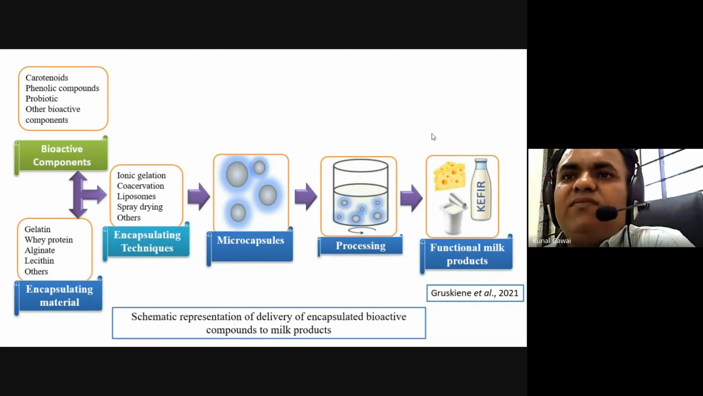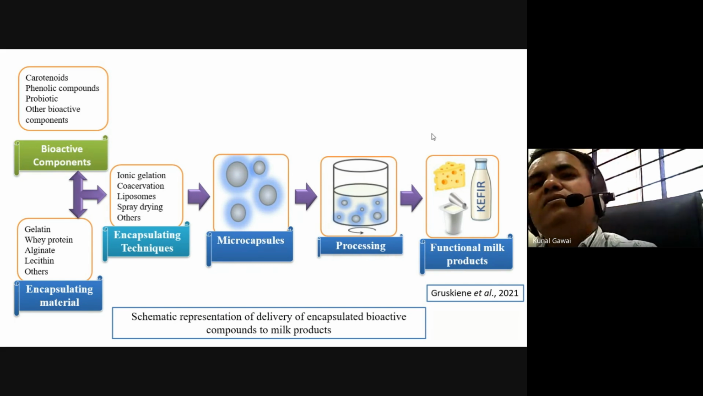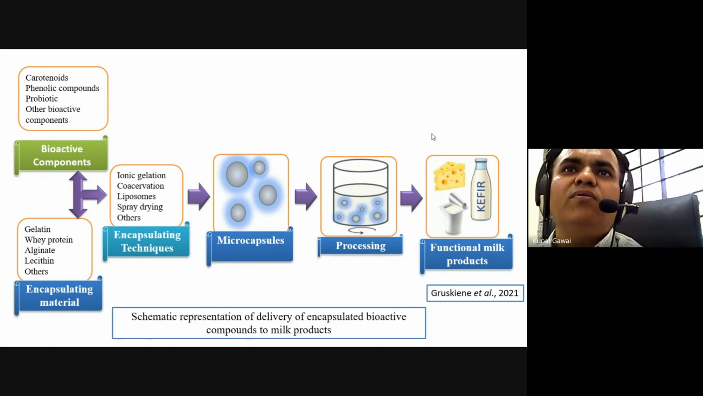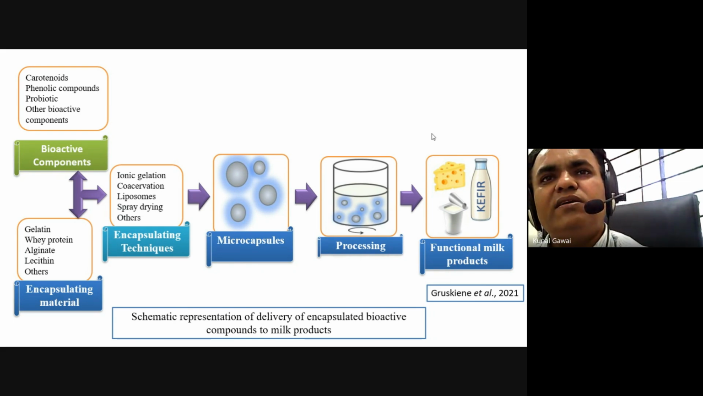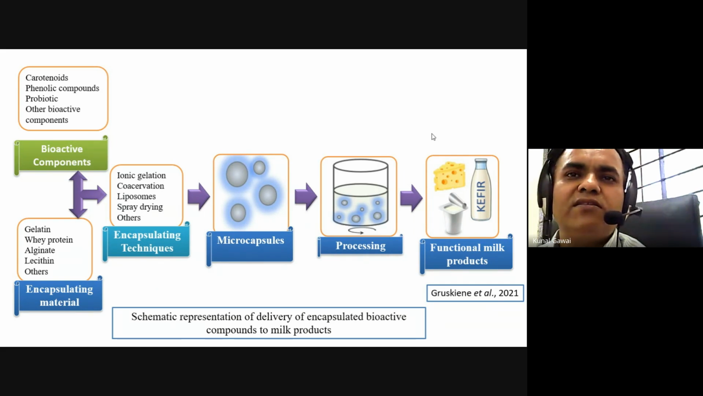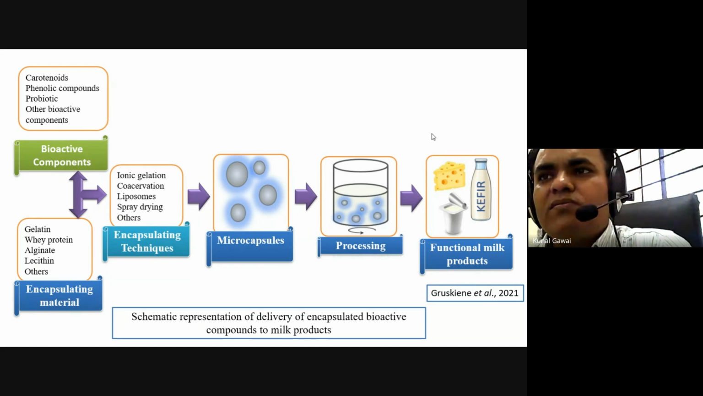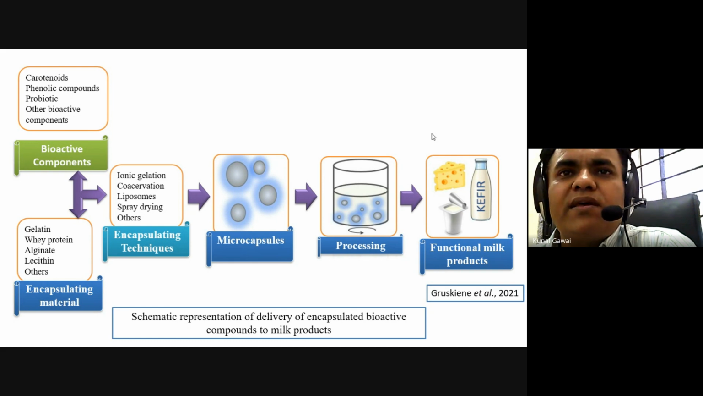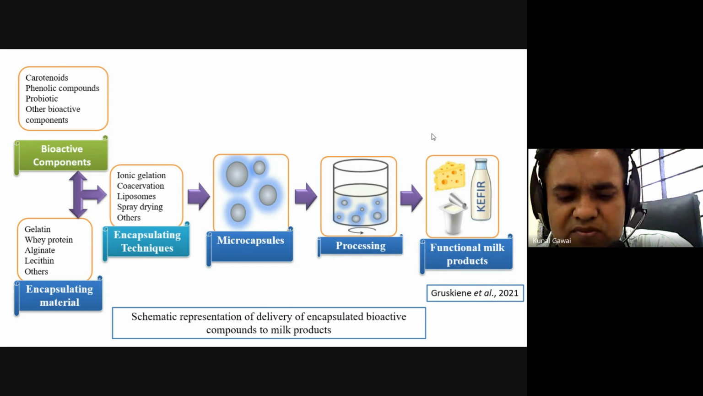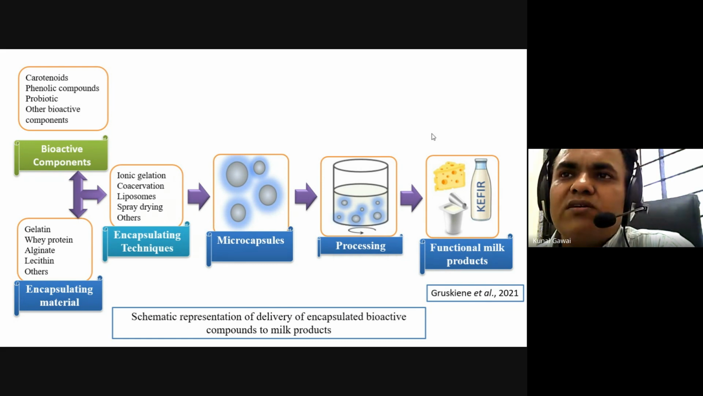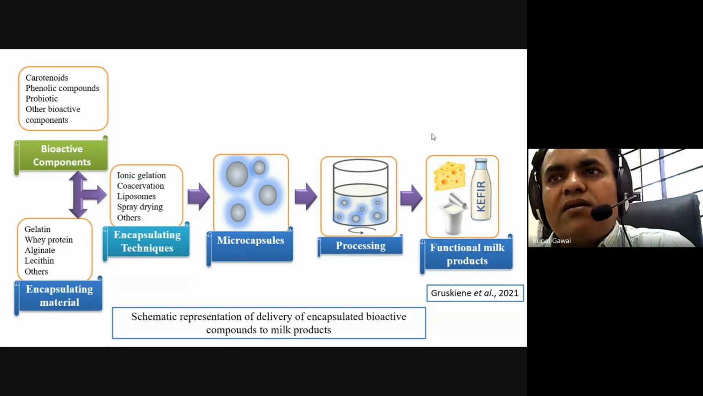So we will look at different encapsulated bioactive components in milk products. Mostly scientists are focusing on carotenoids, phenolic compounds, probiotics, other bioactive components, and for that they are using different encapsulating materials like gelatin, whey protein, alginate, lecithin, others. At our college also we perform encapsulation studies, and we use the most easily available encapsulating material, that is alginate. We are mostly working on probiotics and incorporation of some bioactive components, and then we convert that into microcapsules, and these capsules we usually add in probiotic or fermented products.